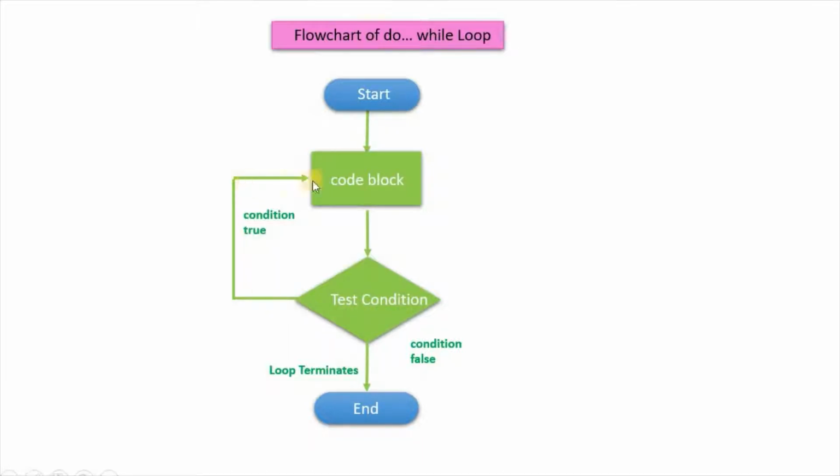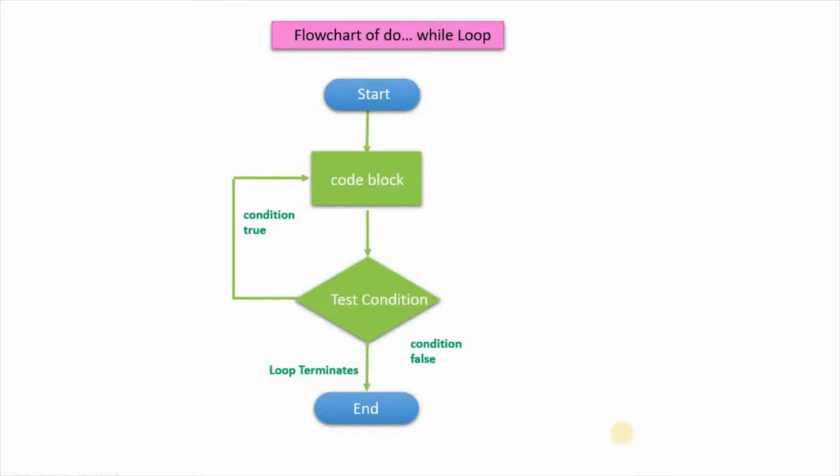If the condition is true, then again the code block in the do loop will be executed. Then again testing of the condition takes place in the while loop. This process will continue till the condition becomes false. When the condition in the while loop becomes false, at that time the loop terminates and the program ends.